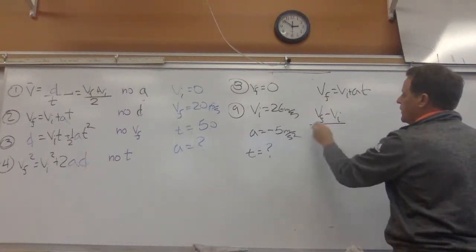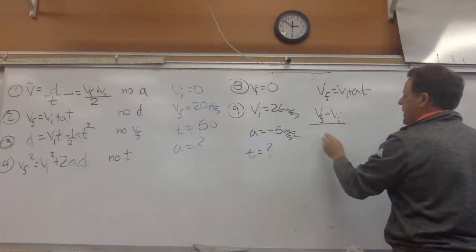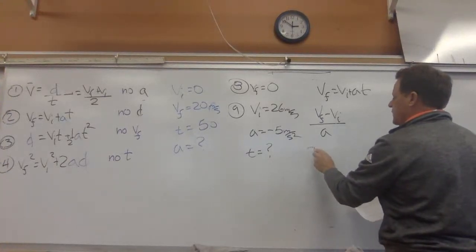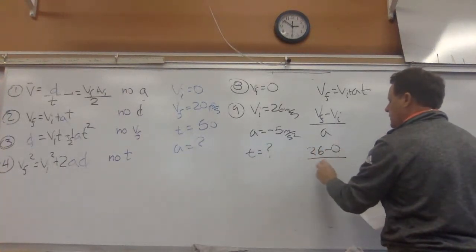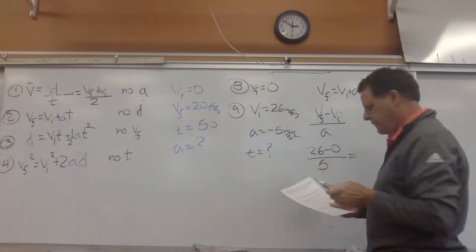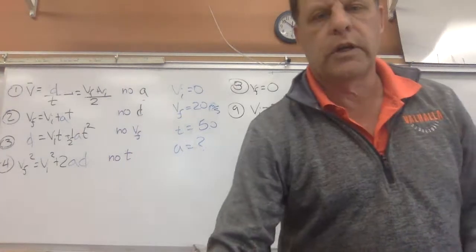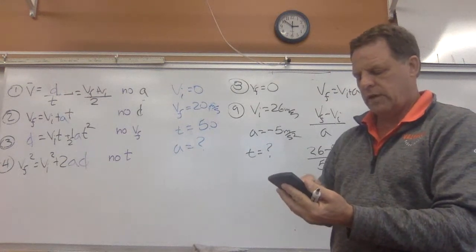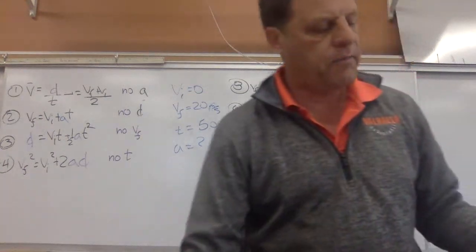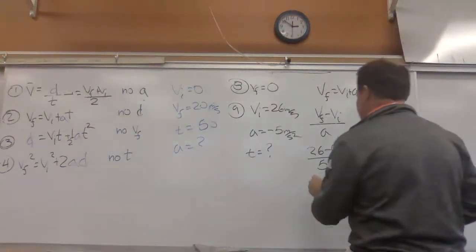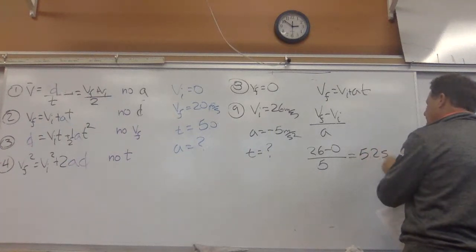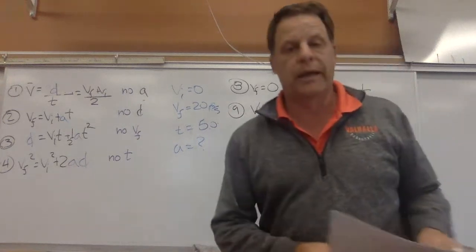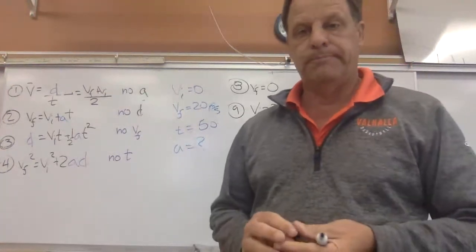So we can rearrange this. We're going to move the vi over, so we get v final minus v initial. Then we can divide by acceleration. So we're going to get 26 minus 0 divided by 5. And when we do 26 divided by 5, we're going to get 5.2. So it's going to take 5.2 seconds for the race car to come to a stop in part 3.